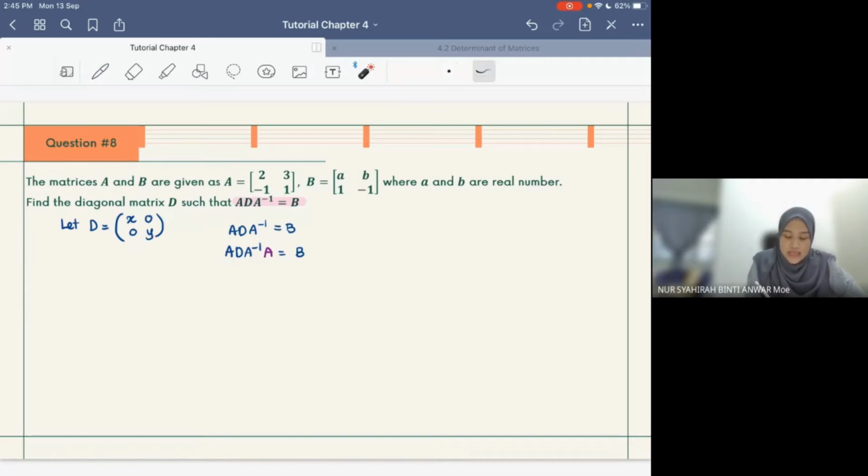So kalau belah kiri didarabkan dengan belakang, belah kanan pun kena follow yang samalah. Darabkan dekat belakang. Okay. And from here, we know that A inverse A tadi dapat I kan? So dia akan jadi A DI equals to B multiplied by A.